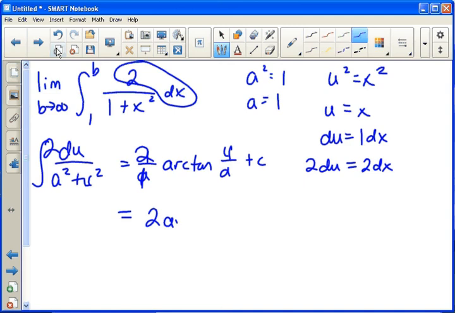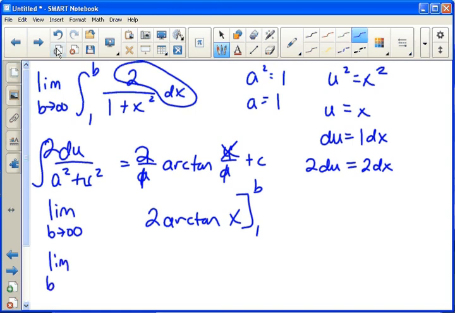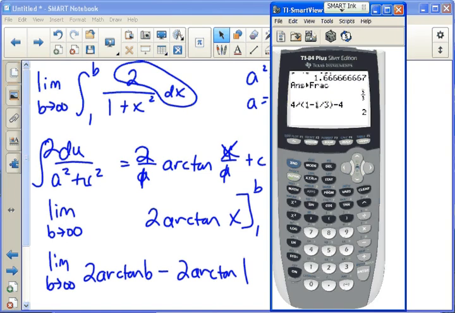And sorry, we don't need plus c because we're actually doing this from 1 to b. We do the limit as b approaches infinity of 2 arctangent of b minus 2 arctangent of 1. So 2 arctangent of x minus 2 arctangent of 1.